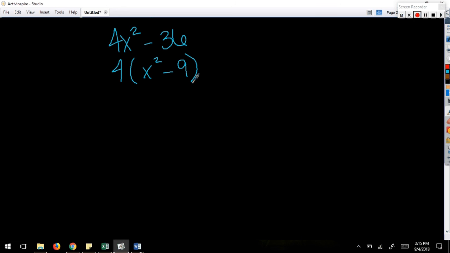I am missing something here. Yes. You're missing a B. So that tells me that my B is going to be what? 0. A is 1. What is C? What's C? Negative 9. Multiply the A and the C together. Negative 9. So I need two things that multiply to negative 9, but when I add them, I get 0.